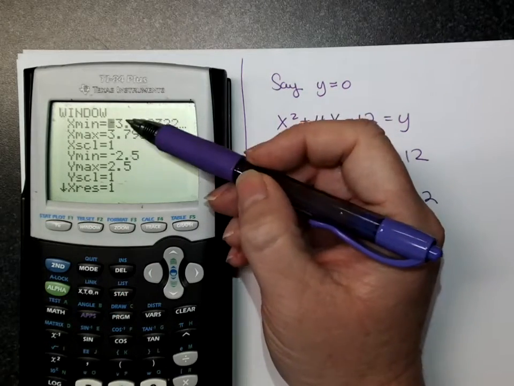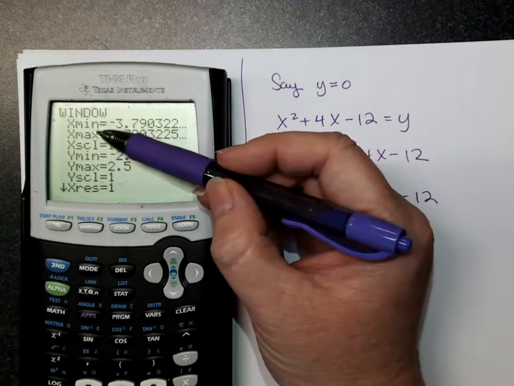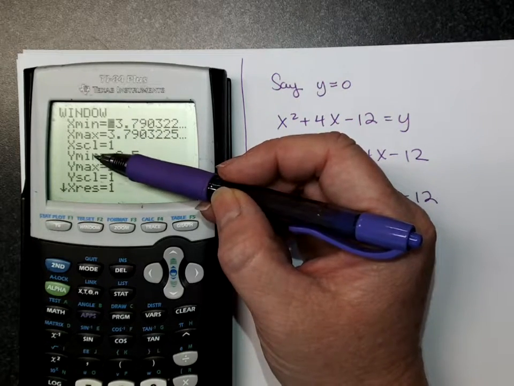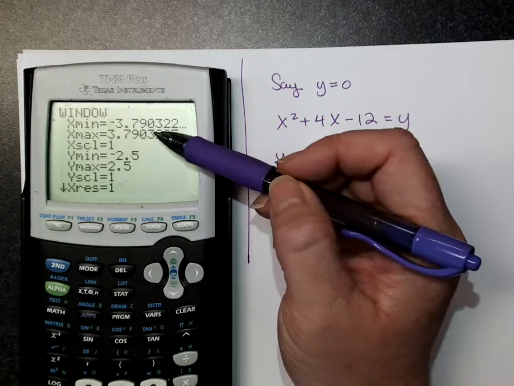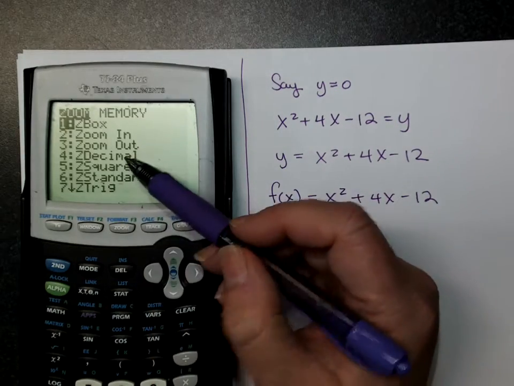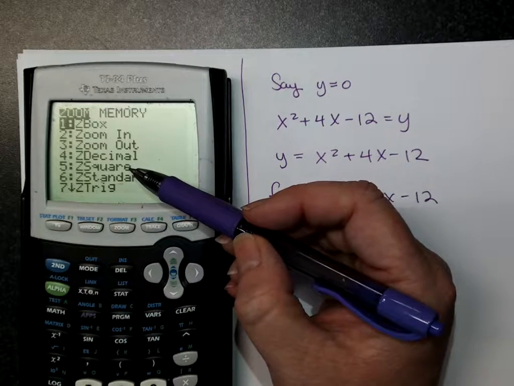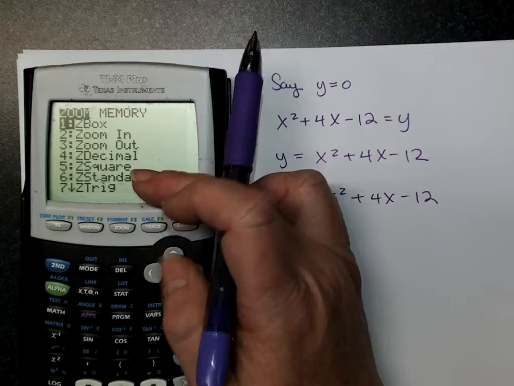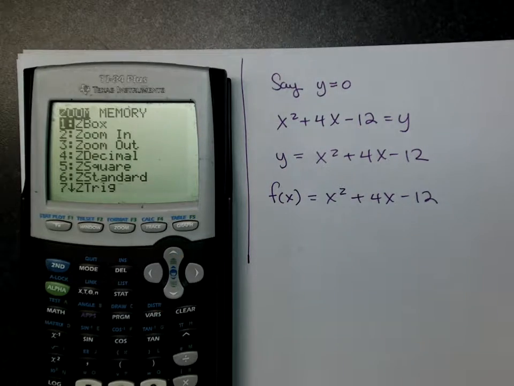You can always change the window manually, however you want: your biggest and smallest x and your biggest and smallest y, y min, y max, and x min, x max. Okay? But you can also just go to standard if you go to zoom and either do 5 for square, which makes it more proportional, or 6 for standard. Okay? When you do that, don't push enter. It locks my calculator up. I don't know if that happens to everyone, but it does to me.